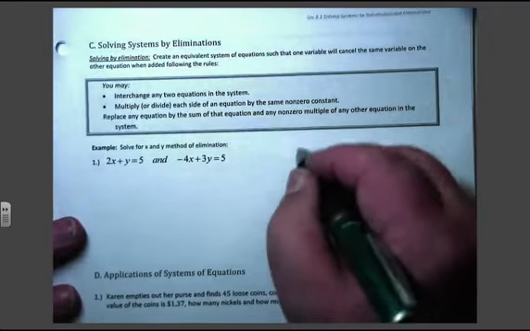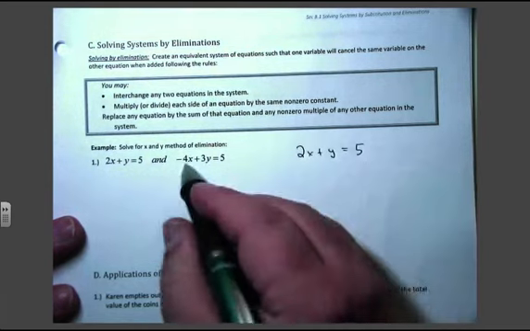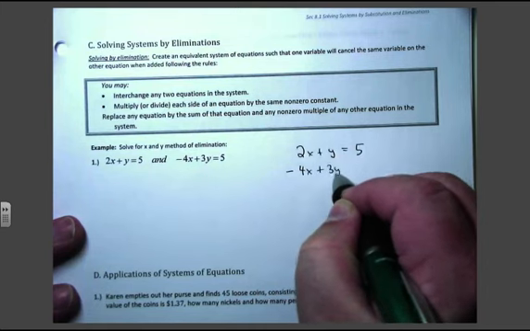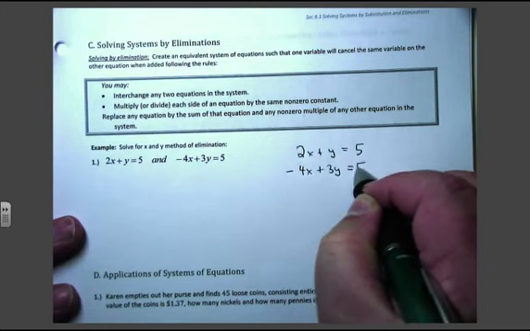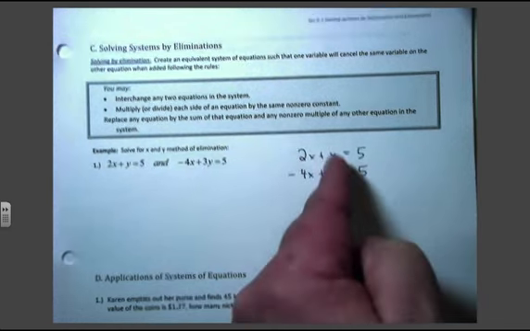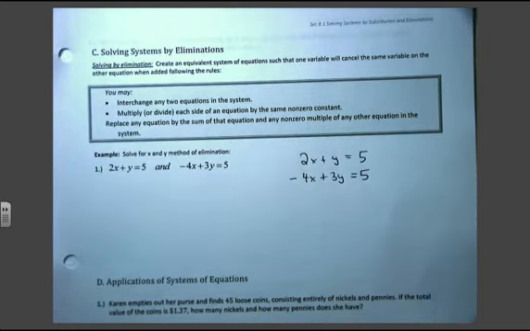I've got this equation: 2x plus y equals 5, and underneath it I have the second equation: negative 4x plus 3y is equal to 5. Okay? Notice something very important. My variables line up, and my constant lines up. They're in the same format. I want to do elimination.